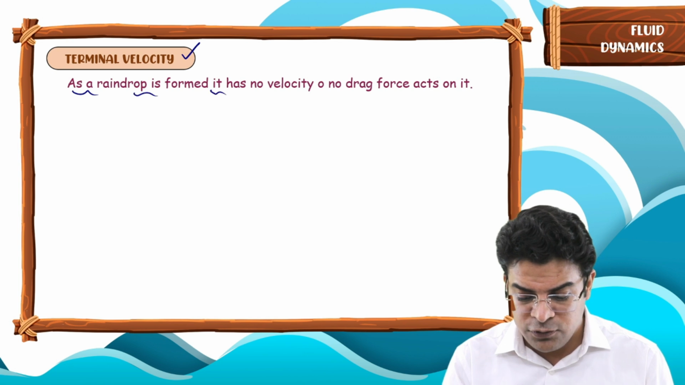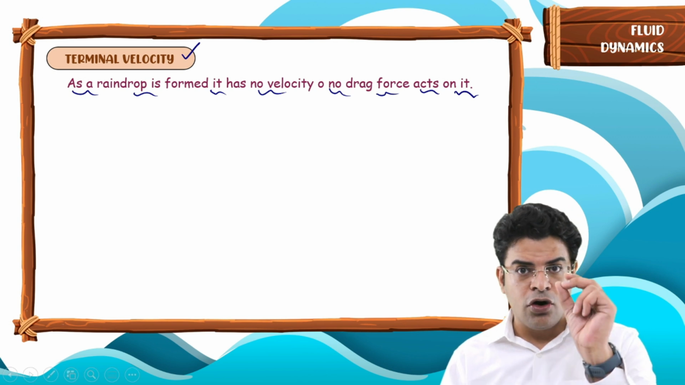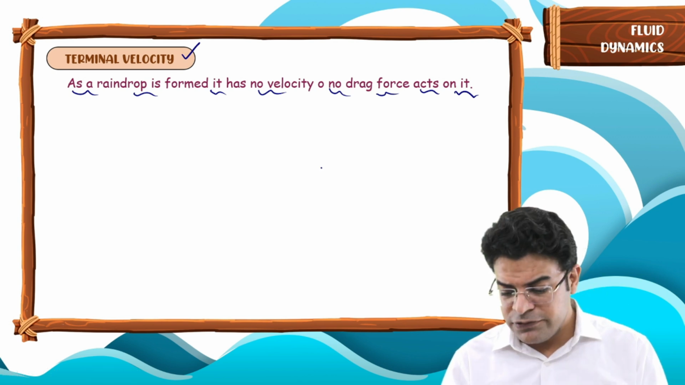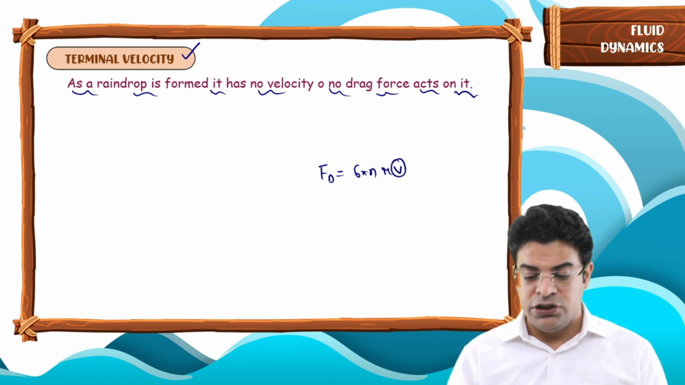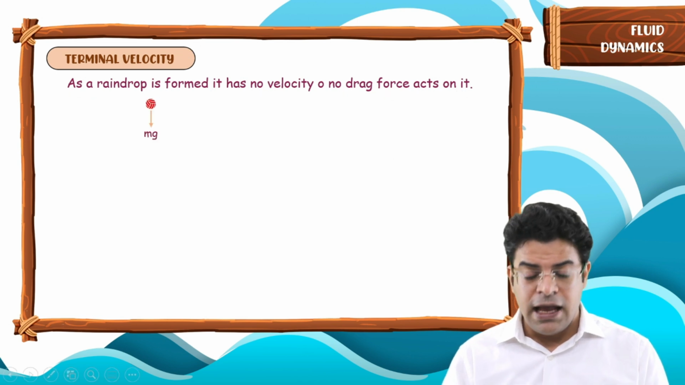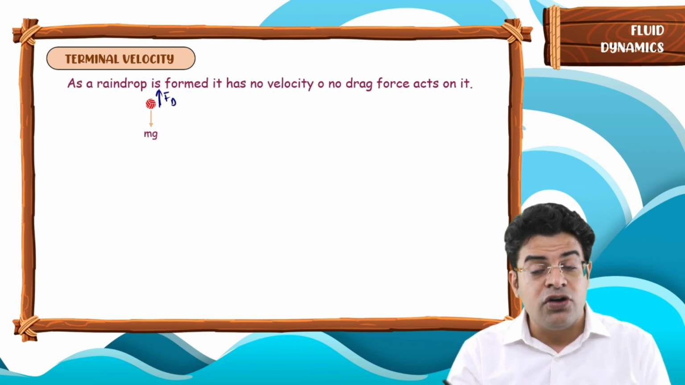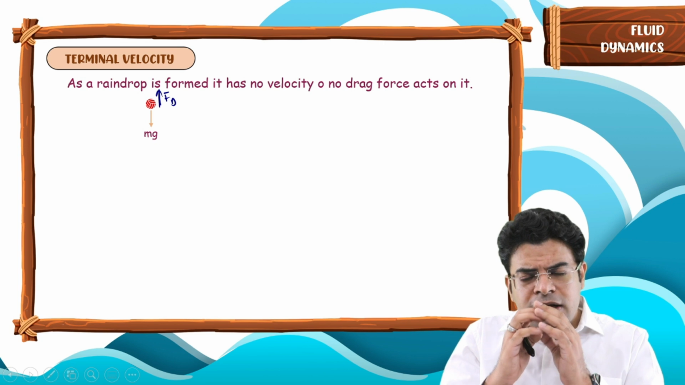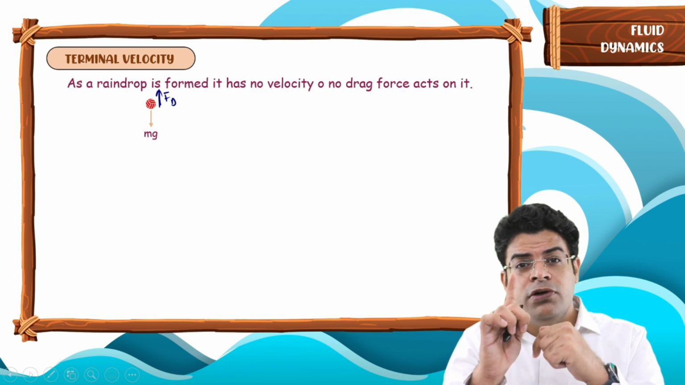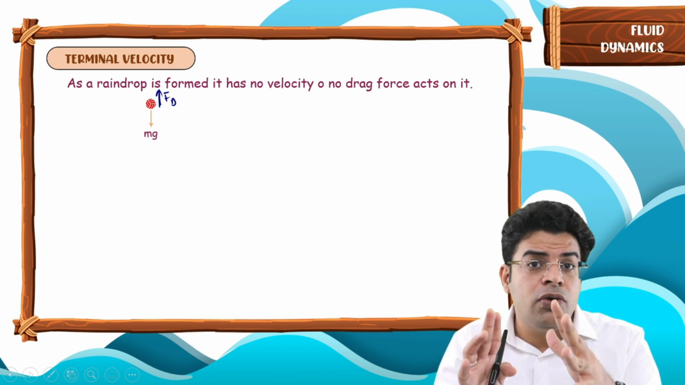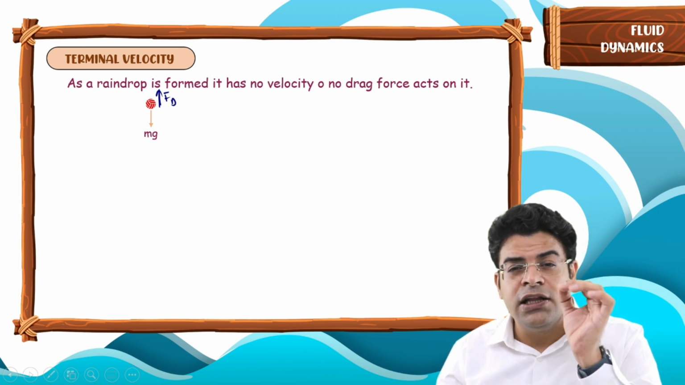As a raindrop is formed, it has no velocity, so no drag force acts on it. When the raindrop is formed, the initial velocity is 0. As we know that the force of drag is 6 pi eta r v, as the initial velocity is 0, the drag force is 0. But as the raindrop starts falling down, the drag force on it starts increasing because its velocity keeps on increasing. At a particular instant, the drag force becomes so large that it is equal to the effective weight of the drop, and then the net force on the drop becomes 0, and hence the acceleration of the drop becomes 0.